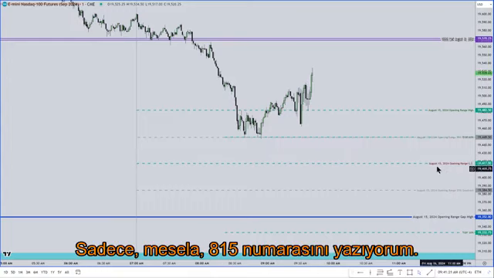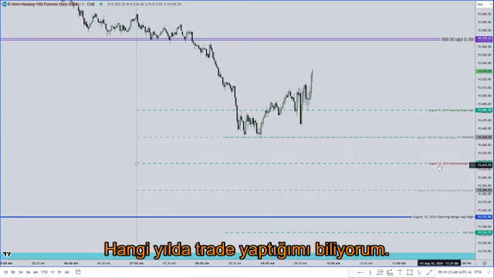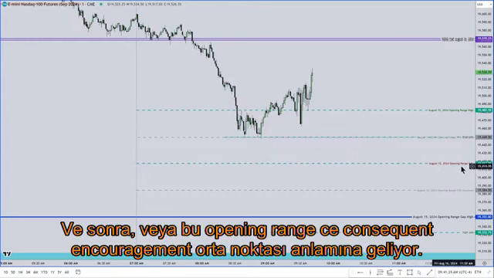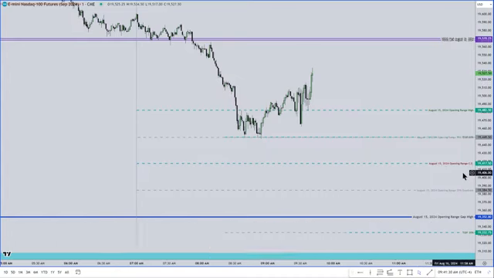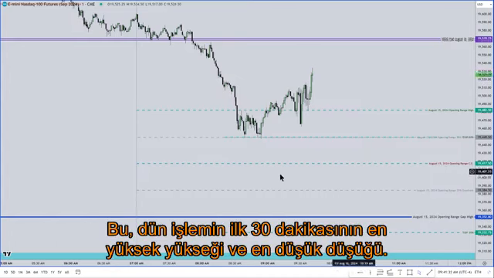I just write down like number 8, 15. I know what year I'm trading in. And then OR, that means the opening range. CE, consequent encroachment, is the midpoint. That's the highest high and the lowest low of the first 30 minutes of trading yesterday.